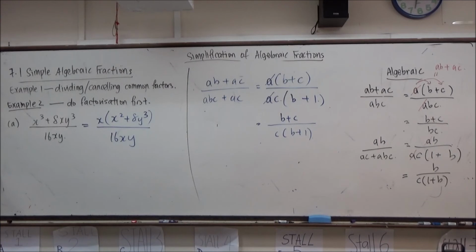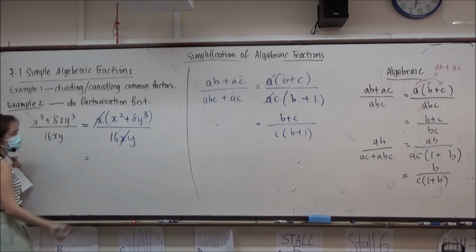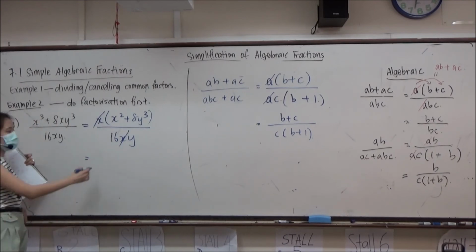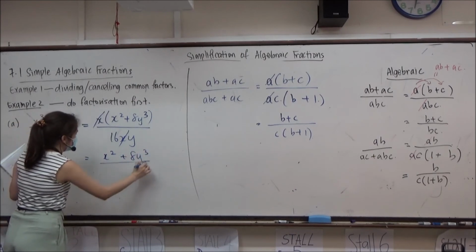Then now we can do our cancellation. We cancel away only the x. So final answer, x squared plus 8y cubed over 16y.